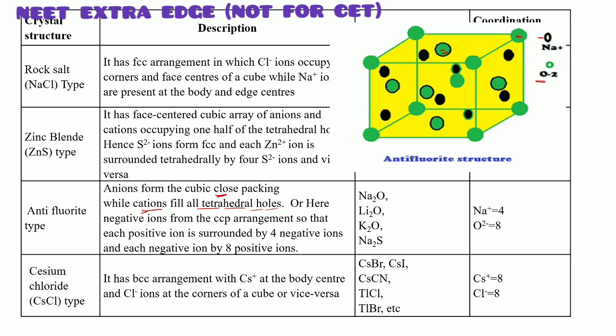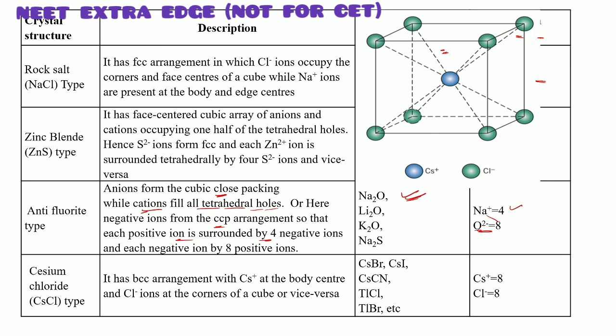So here negative ions form CCP, so that each positive ion is surrounded by 4 negative ions, that is Na plus surrounded by 4 oxygen, and 1 oxygen is surrounded by 8 sodium. So a negative ion is surrounded by 8 positive ions. This is antifluorite type of structure and the example is Na2O. Remember this.